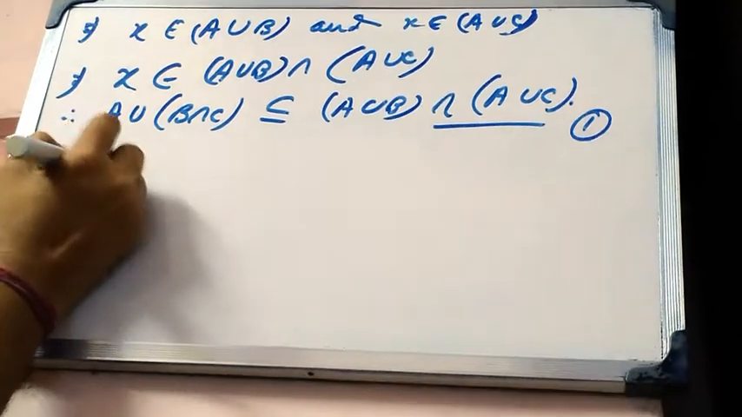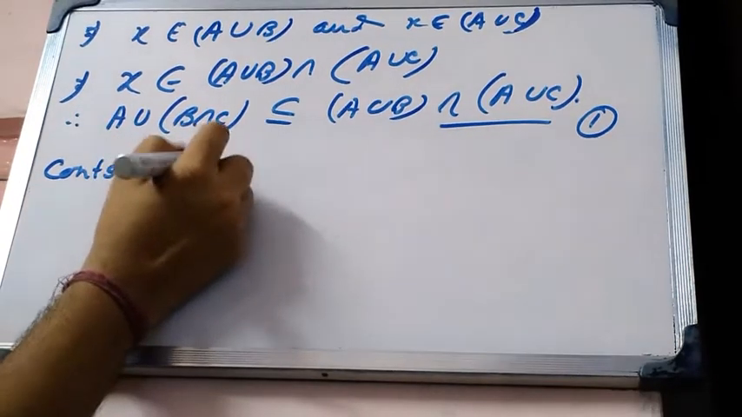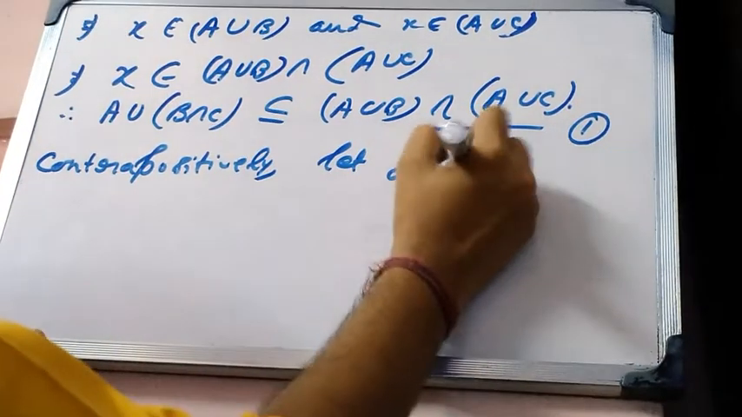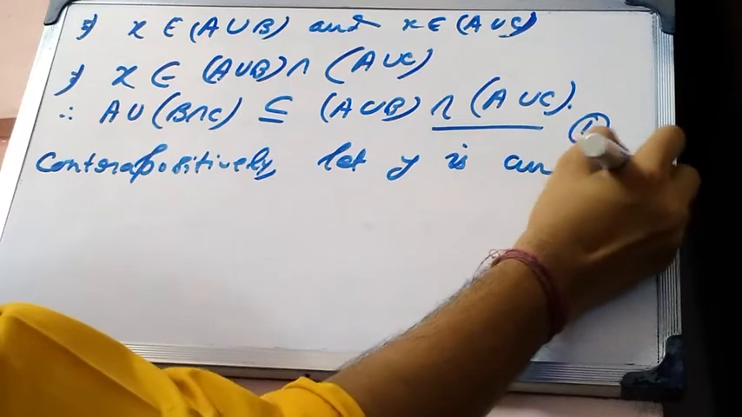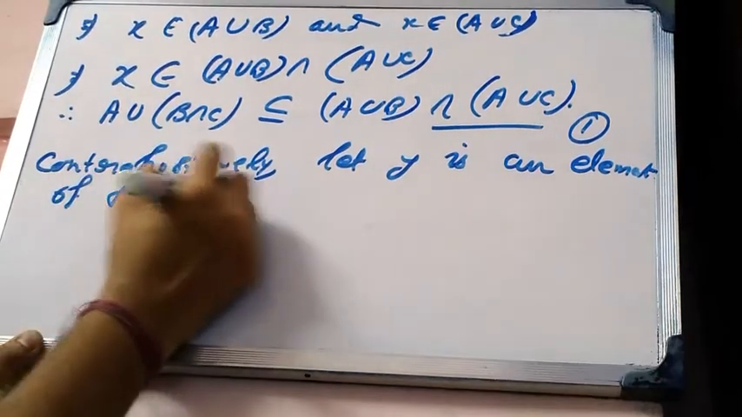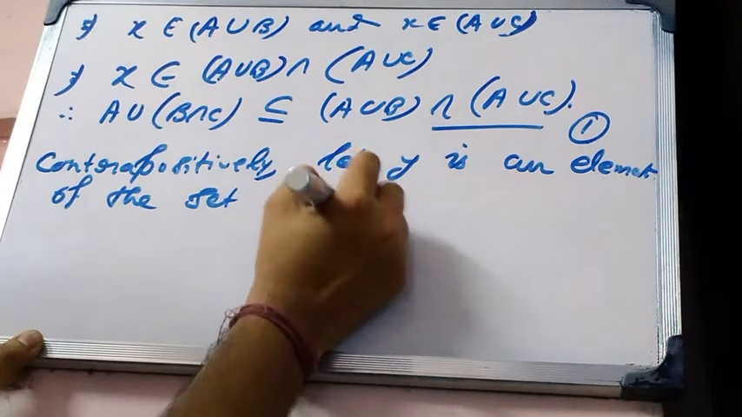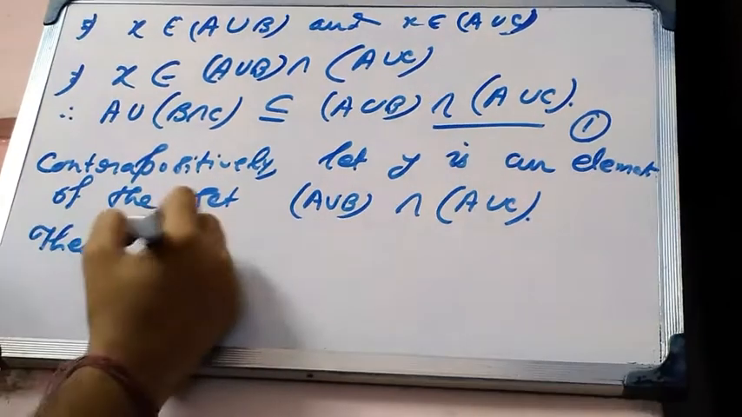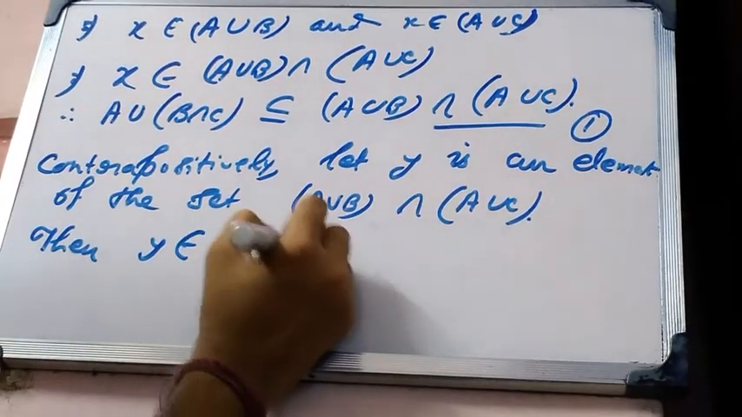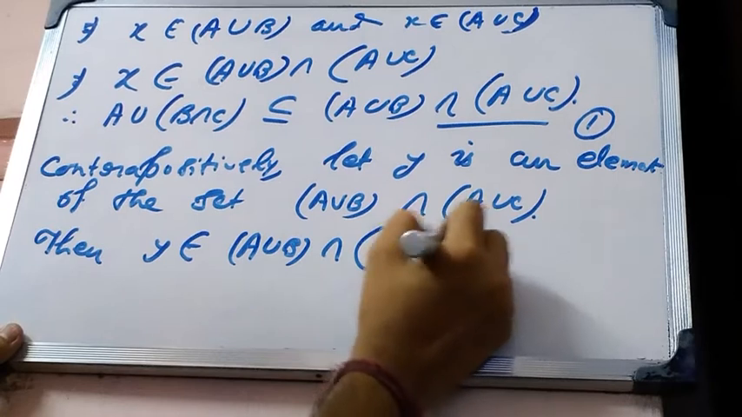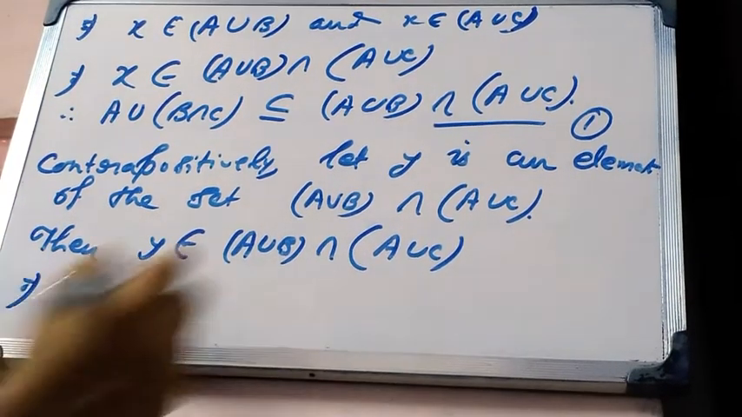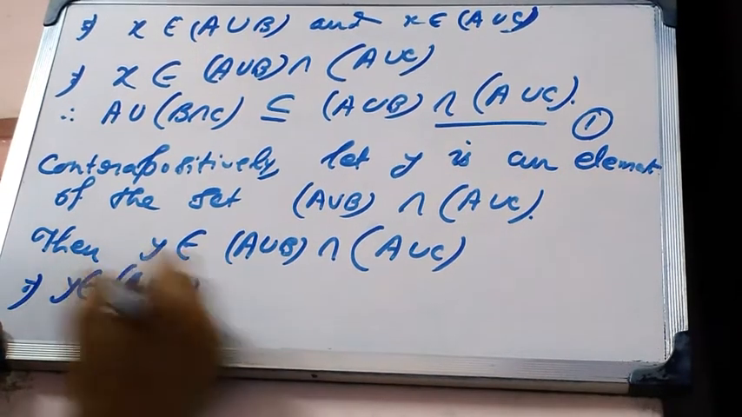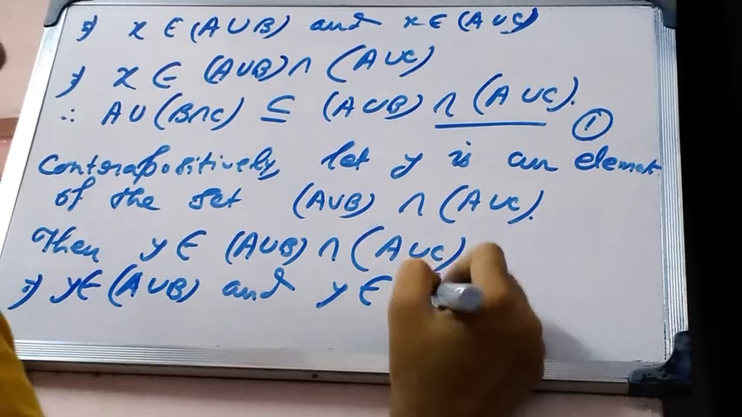So conversely, let another element y be an element of the set (A union B) intersection (A union C). Then y belongs to (A union B) intersection (A union C). Now similarly, intersection means and, so y belongs to A union B and y belongs to A union C.